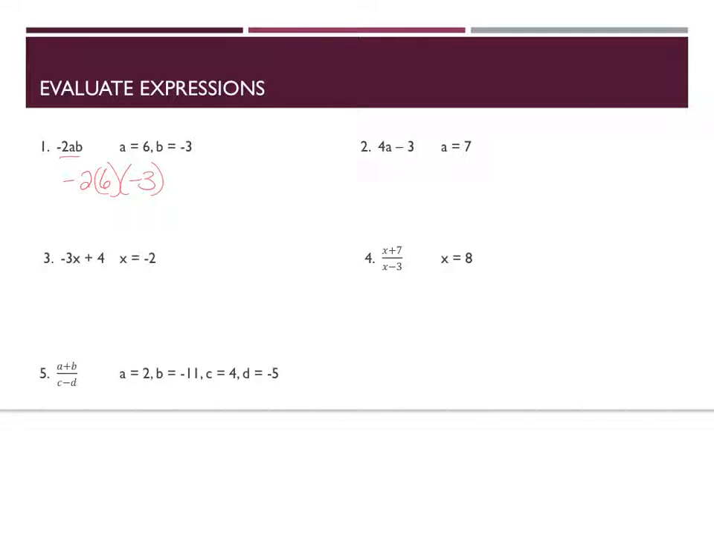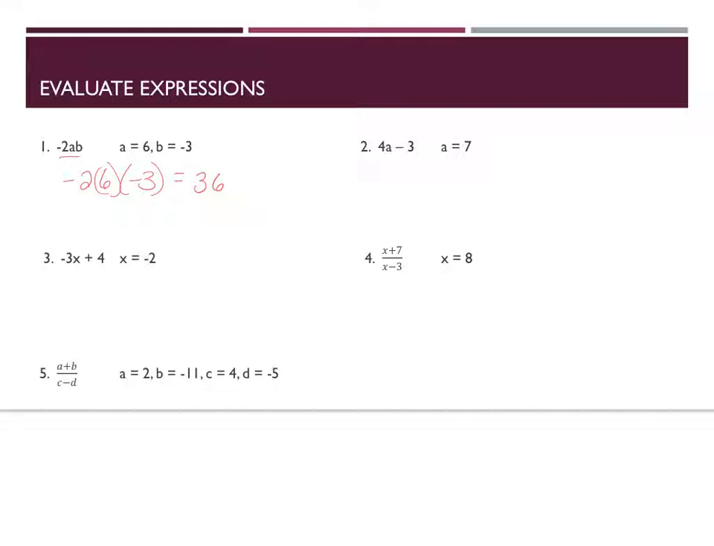Now I can do that by hand, or again, I would expect I would use technology to go ahead and type that in and get the answer. You may want to try both to make sure you're using technology correctly and learning a little bit about the order of operations. So this should turn out to be positive 36.